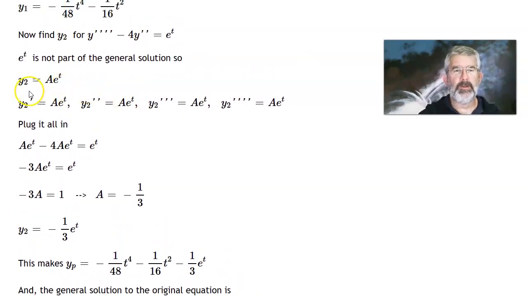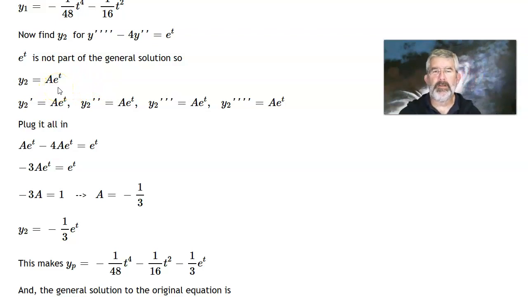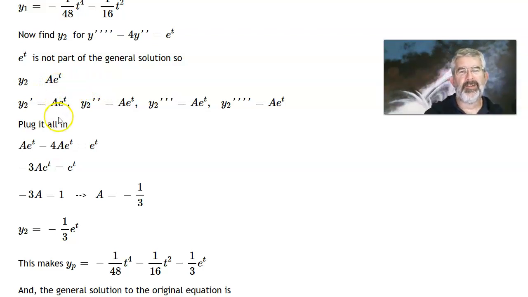which I'm just calling y2 here, because it's an e to the t and it's not part of the general solution to the homogeneous, I can just say I'm expecting a times e to the t. Okay? And this is a remarkable function because its derivative is equal to itself, so is the second derivative, the third, and the fourth. They're all equal to a e to the t. So when I plug them in to the differential equation, this one right here now, there's the fourth derivative minus 4 times the second derivative. That's supposed to be e to the t. So I've got negative 3a e to the t equals e to the t, which means that negative 3a better be equal to 1, and a would be negative 1/3.